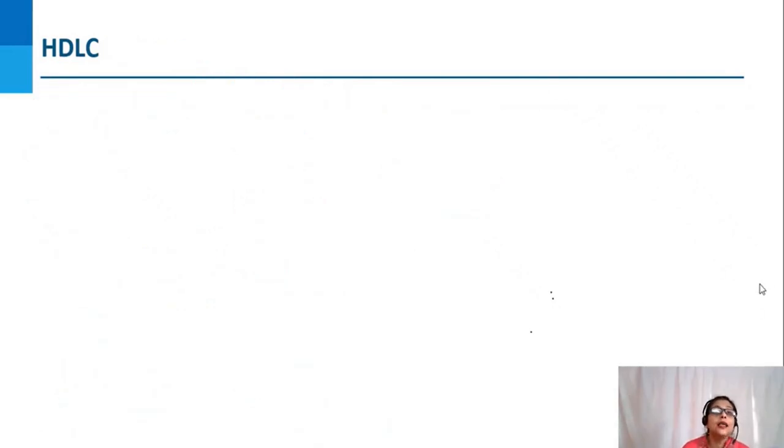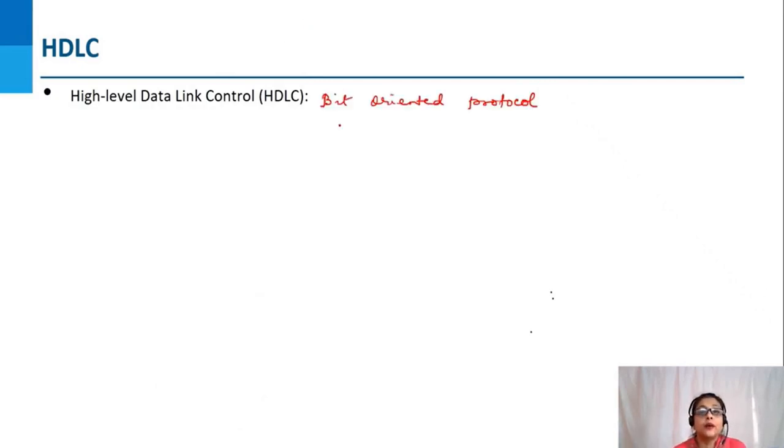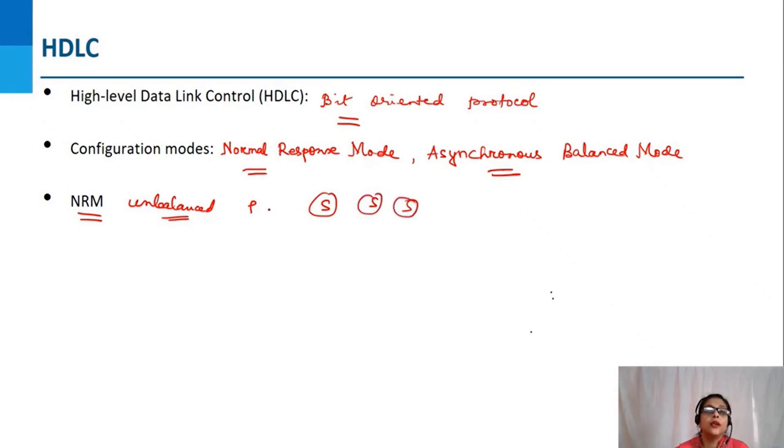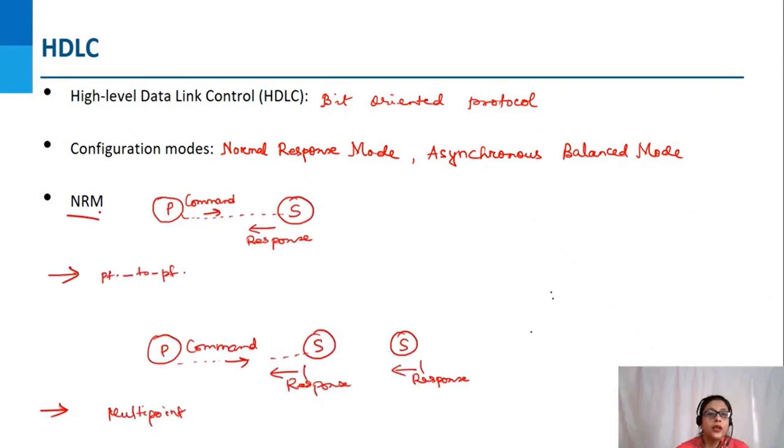Let us understand high level data link control. So this is the high level data link control protocol. It is basically a bit oriented protocol as compared to the byte oriented protocol which we have been learning so far. There are various configuration modes of HDLC. One is the normal response mode and the other one is the asynchronous balanced mode. Now this normal response mode is unbalanced in nature, because there can be one primary and a large number of secondaries to which it can be connected. So this is unbalanced.